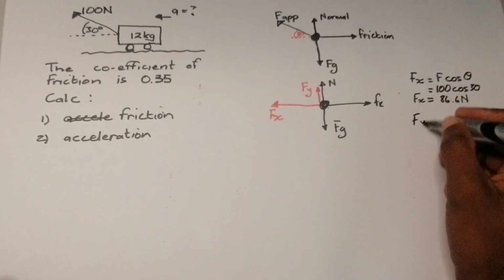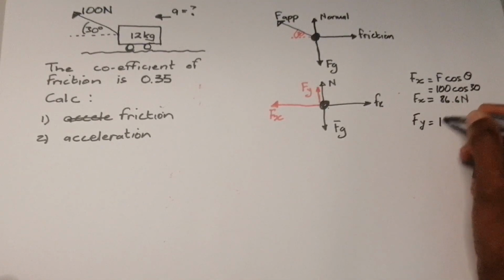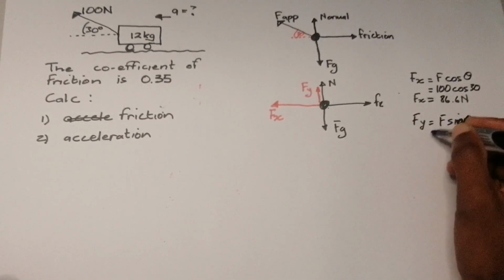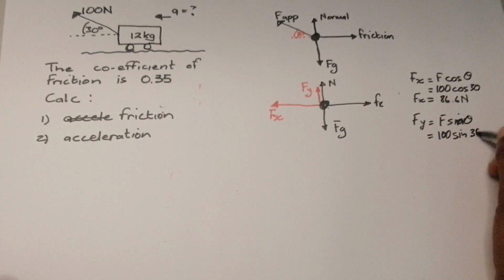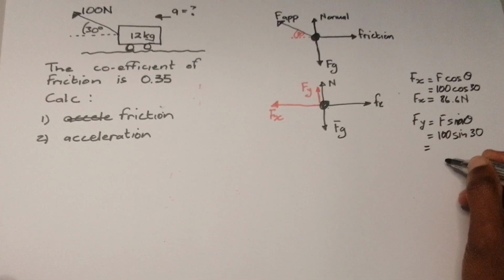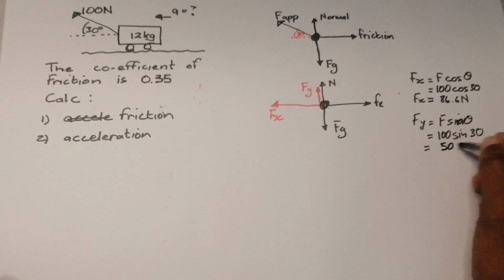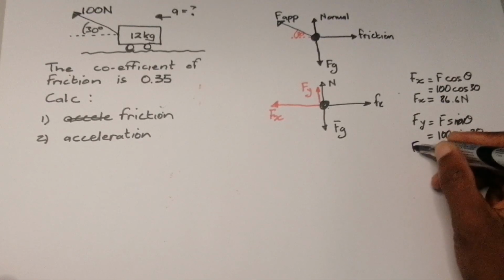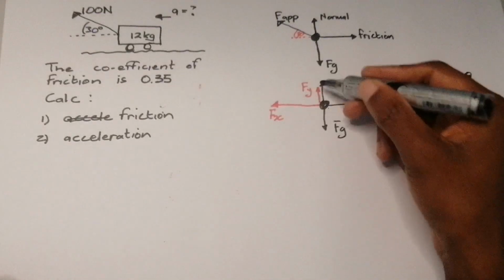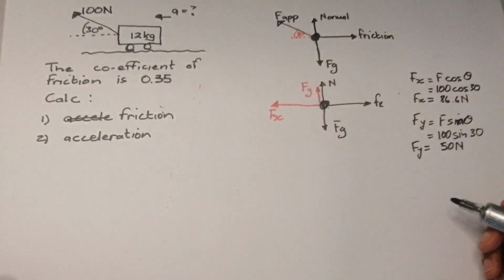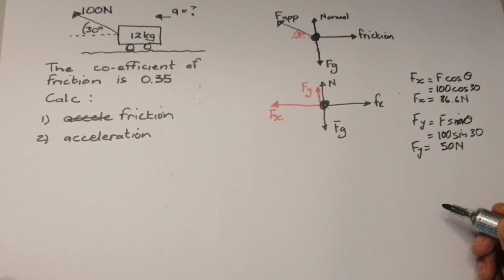So, and I've got my Fy value. That's going to be F sine of theta. Right, so that's going to be 100 sine of 30 degrees. Remember, sine 30 is 0.5. So that gives us a value of 50 newtons. That's our Fy value. So these two equivalents, remember this and that put together, they give us that force applied there, okay?